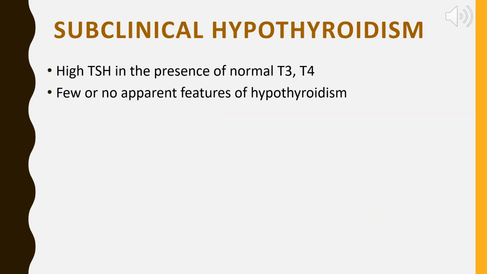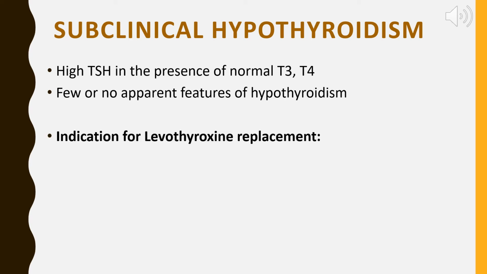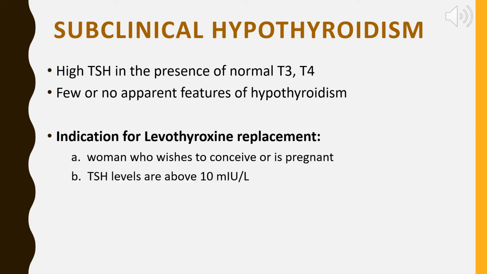Subclinical hypothyroidism refers to biochemical evidence of thyroid hormone deficiency in patients who have few or no apparent clinical features of hypothyroidism. There are no universally accepted recommendations for the management of subclinical hypothyroidism, but levothyroxine is recommended if the patient is a woman who wishes to conceive or is pregnant, or when the TSH level is above 10.